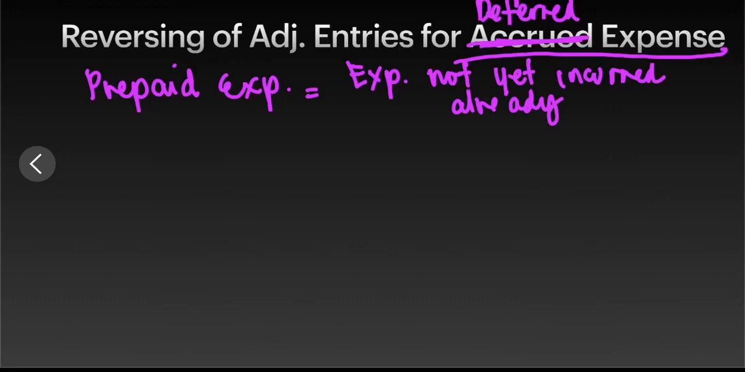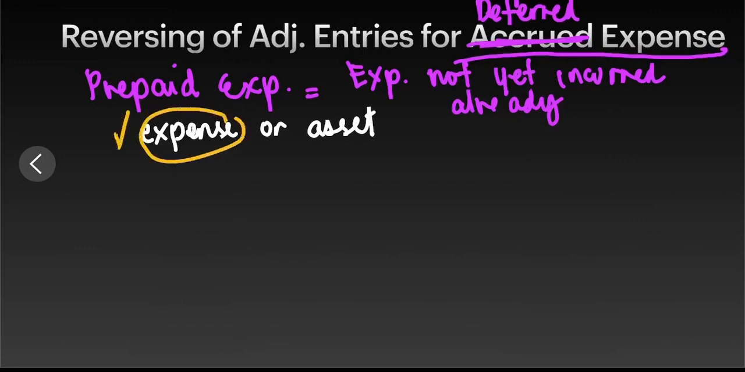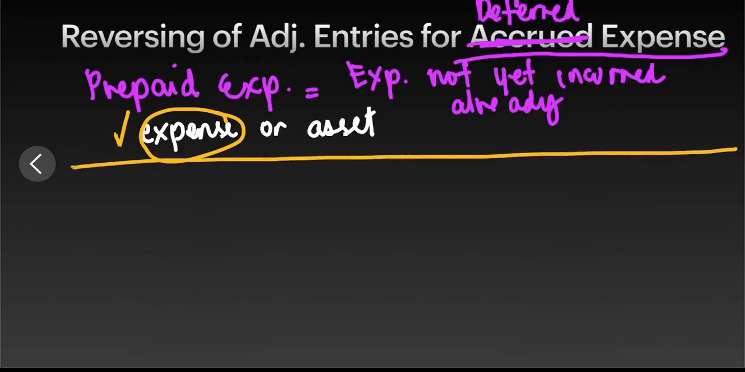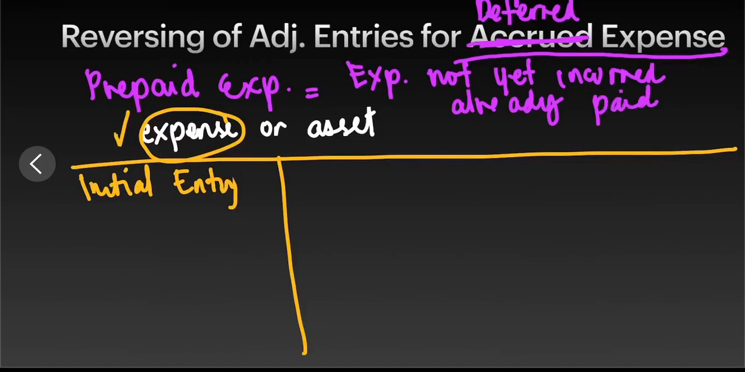Let's have a little recap. If we are accounting for deferred expenses, you can use either the expense method or the asset method. And which of the two is qualified to be reversed? Only those that used the expense method. Let's try to illustrate. Again, there is the initial entry. Initial entry, you pay in advance, because this is something you already paid.